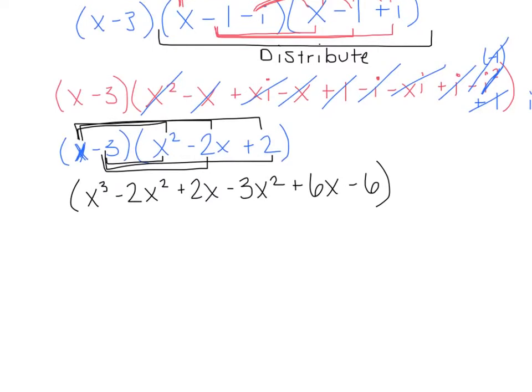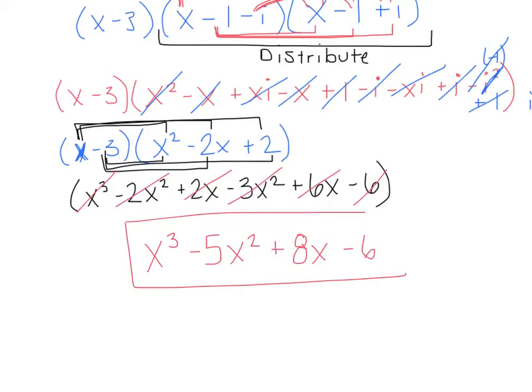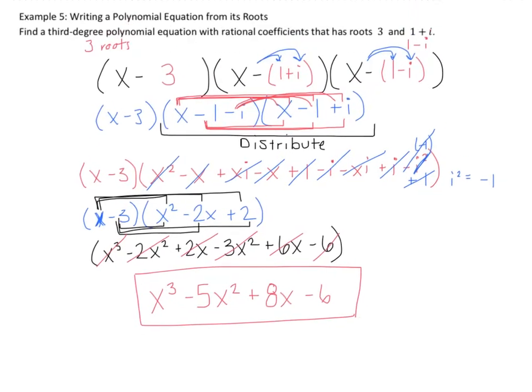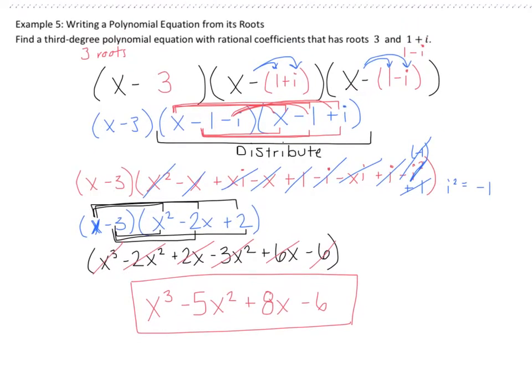Okay, so how many x cubed terms do we have? Just the 1. Alright, what about x squared terms? When you add them together, what do you get? Should be negative 5x squared. Alright, what about the linear terms? 2. And they add together to get 8x. And then minus 6 is all that's left. There's your polynomial. That polynomial has 3 roots. And those 3 roots are 3, 1 plus i, and 1 minus i. Good job.